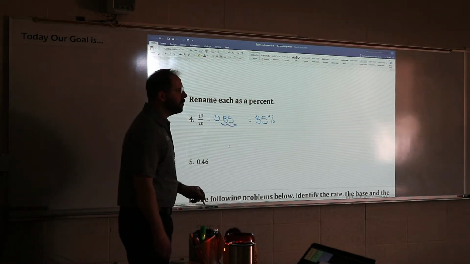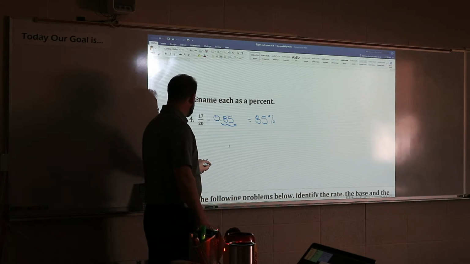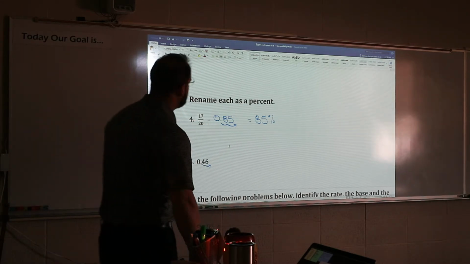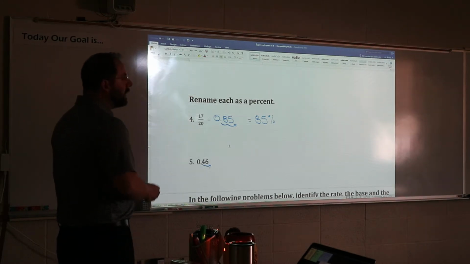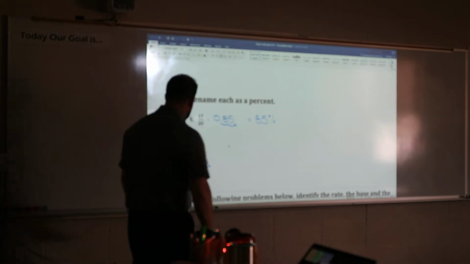2 spots, always 2. On the bottom one, this one's already a decimal, so just move it back 2 spots. So if it's already a decimal, just move it. 46. There you go. That's how many percent. So it's very easy. On the first one, you'll have to make sure you change it.